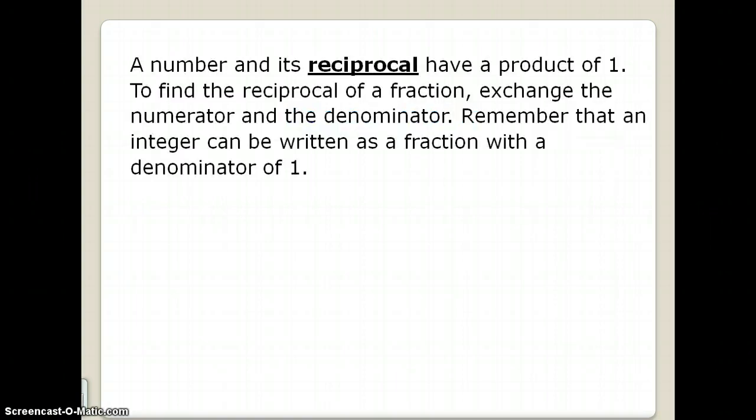A number and its reciprocal have a product of 1. Remember, product means multiplication. To find the reciprocal of a fraction, exchange the numerator and the denominator. Remember that an integer can be written as a fraction with a denominator of 1.